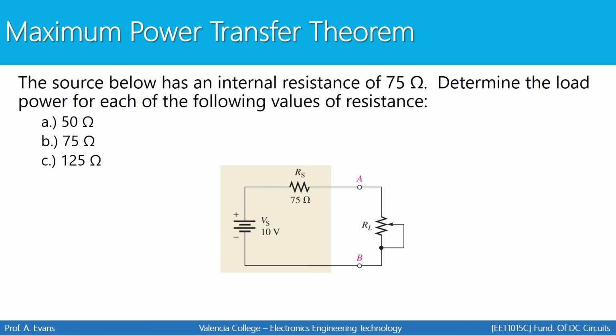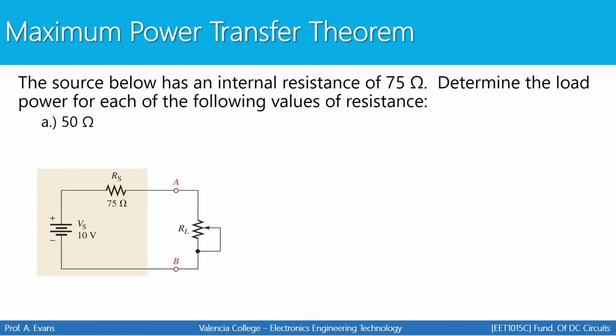So let's say that the source below has an internal resistance of 75 ohms. We're going to determine the power that is distributed to the load for each of the following values of resistance. We'll start with a load that's smaller than the internal resistance. Then we'll do a load where it's equal. Then we'll do a load where it's larger. What we're going to see is that the maximum amount of power that the load will have will occur when the load is equal to the source resistance.